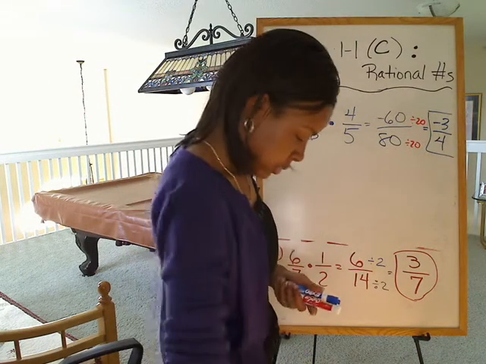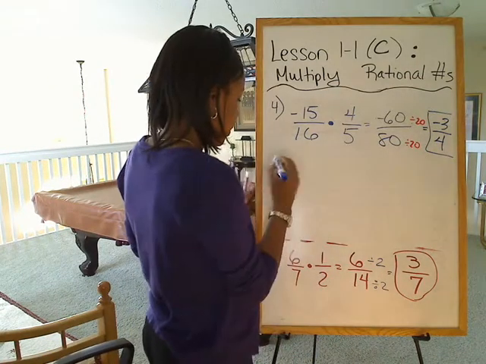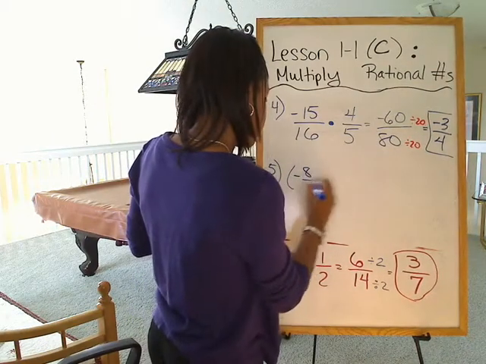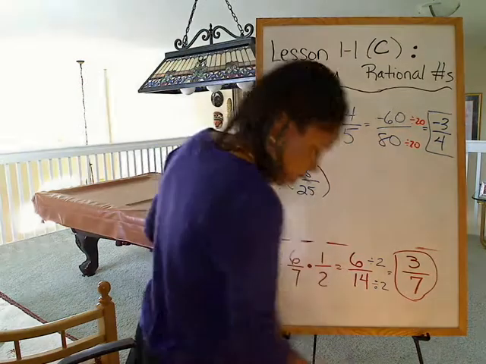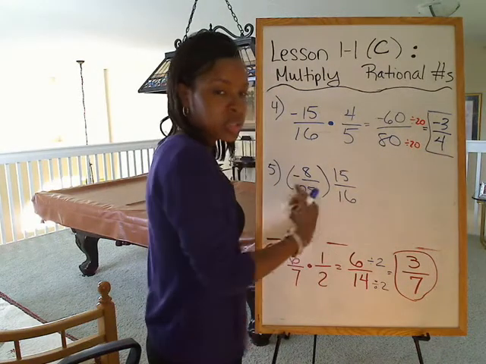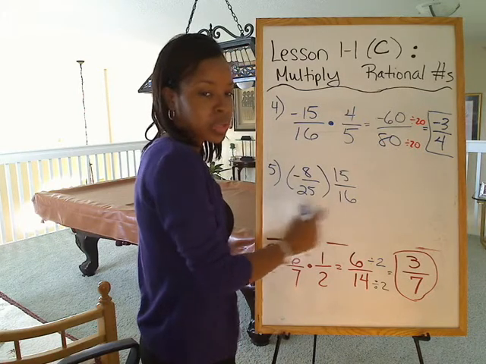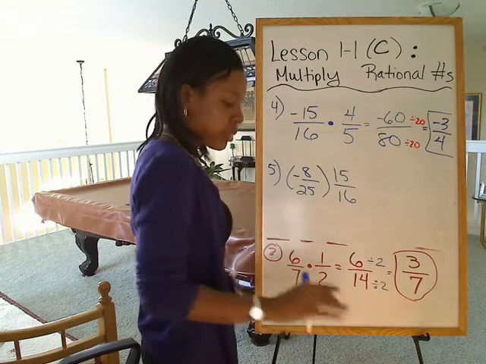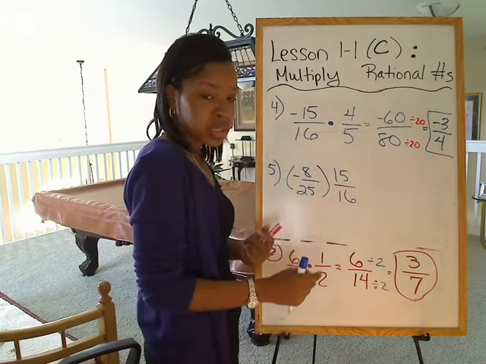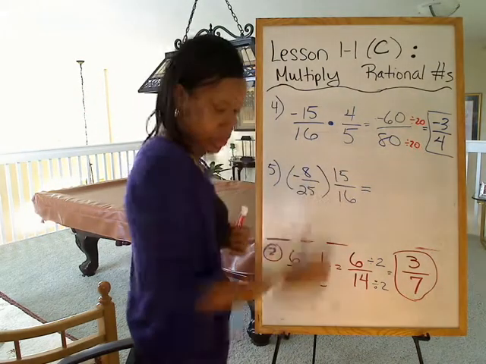Next question I'm going to do is number 5. And it says -8 over 25 times 15 over 16. And this is what I was saying before. Notice there's no times, there's no X sign, there's no dot. These parentheses let you know that you need to multiply these two numbers. Whenever you don't see any other operation, addition, subtraction, multiplication, division, and all you see is parentheses, it means multiply. Okay, parentheses means multiply.